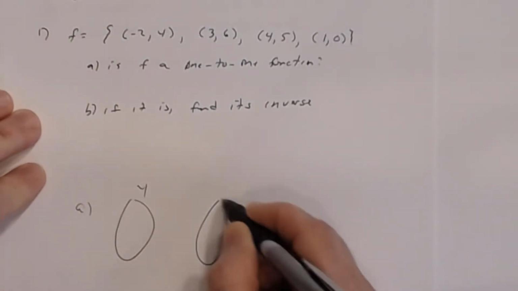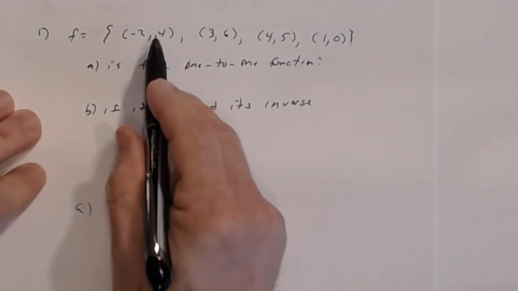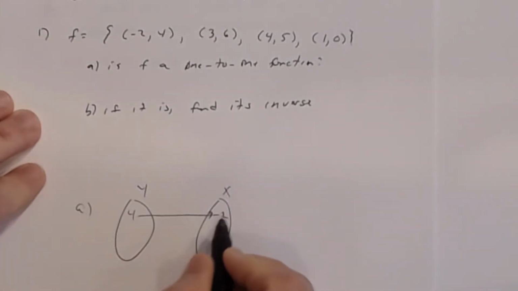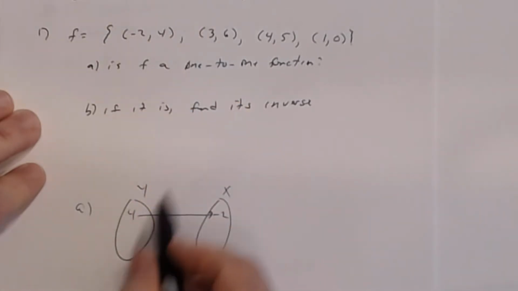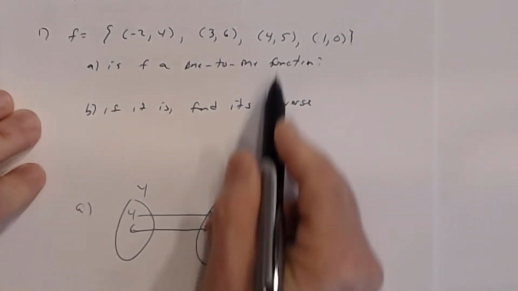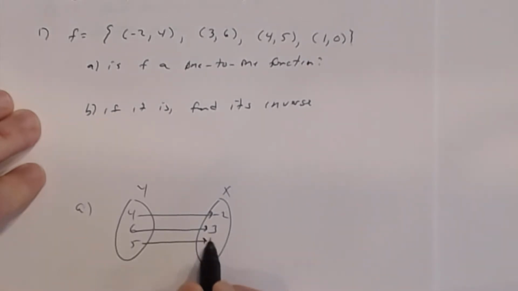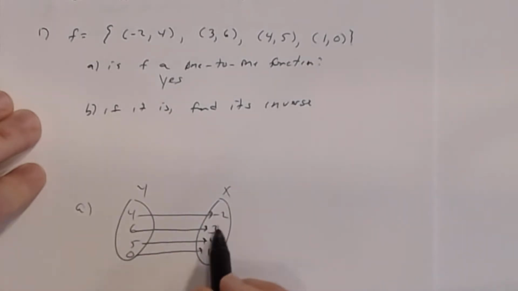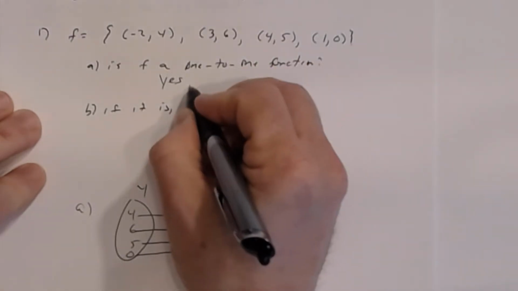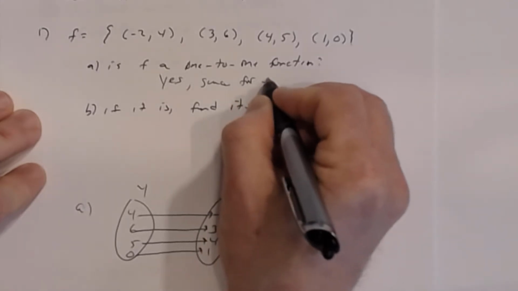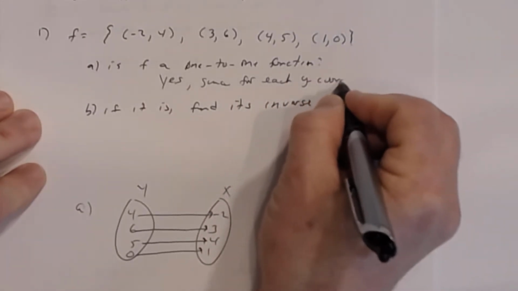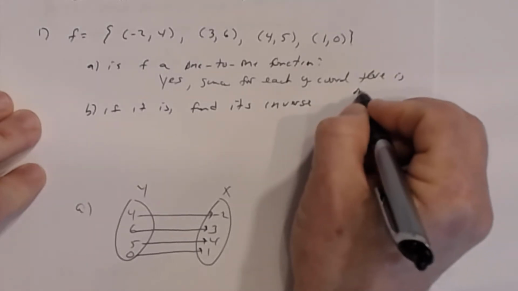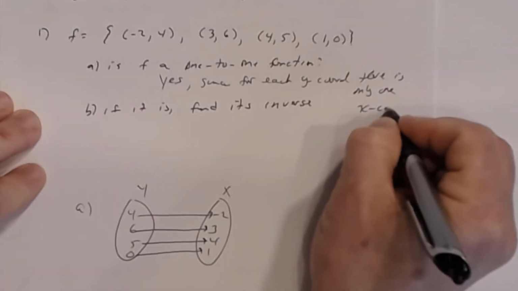Y, x. When y is 4, x is negative 2. When y is 6, x is 3. When y is 5, x is 4. When y is 0, x is 1. So is this a one-to-one function? The answer is yes, since for each y coordinate, there is only one x coordinate.